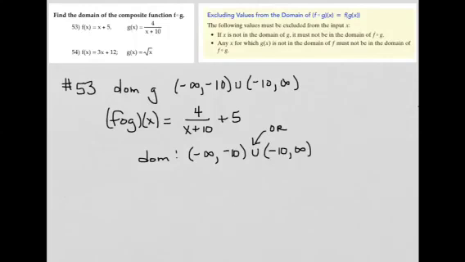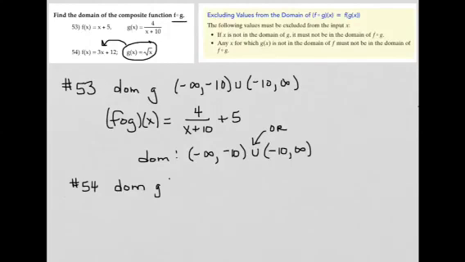Now let's take a look at 54. Again, we're first going to determine the domain of g. And by domain of g, I mean the function that's being substituted into the other function. So if they had said the composite function g of f, then we'd be looking at the domain of f and then the domain of g of f. But here it's domain of g.